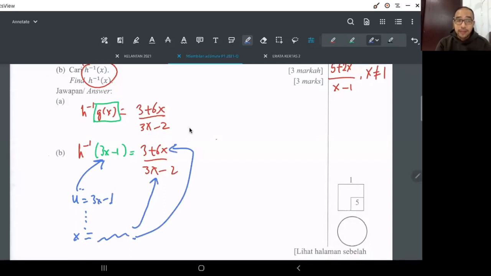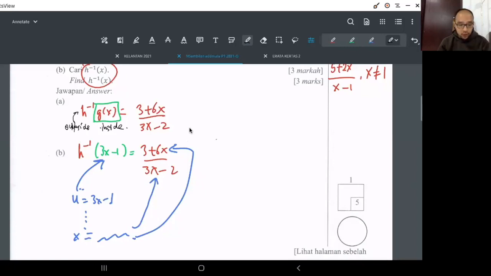Okay, I repeat, whenever you come to a situation like this, you have to find the outside function. This is the outside function, and this is the inside function. You are given the inside function, meaning g(x) is already given to you. You need to find the outside function.